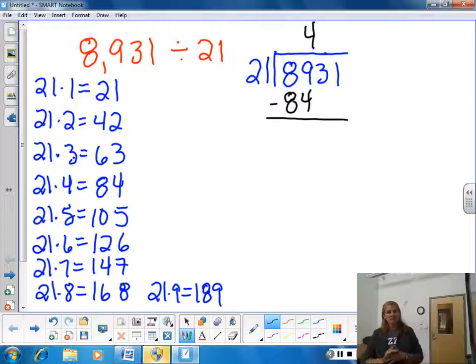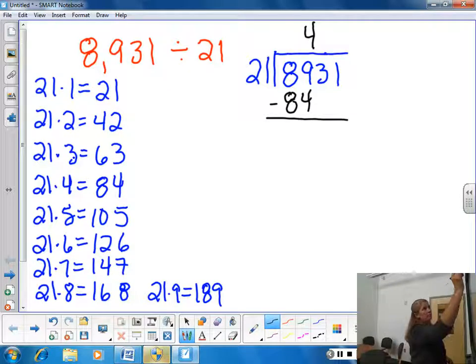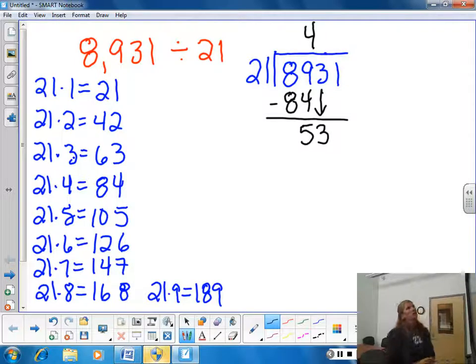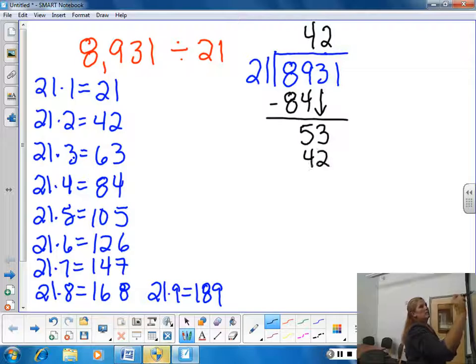Some people think it takes more time to do that than to do it as you need it. I've done it both ways. You can decide what works for you. 9 minus 4 is 5, and then I bring the next number down, which is 3. The next thing I'm asking is how many times would 21 go into 53? If I come over here, 21 times 3 is 63. That's too much. So 21 times 2 is 42, and that's the one that I want.